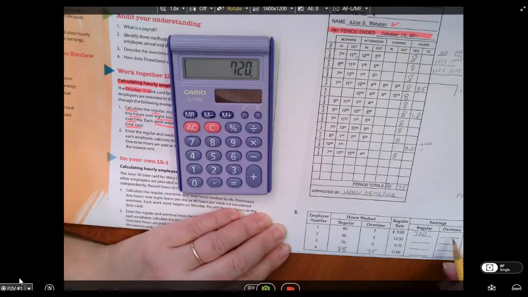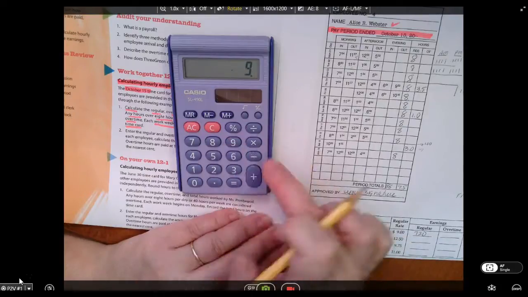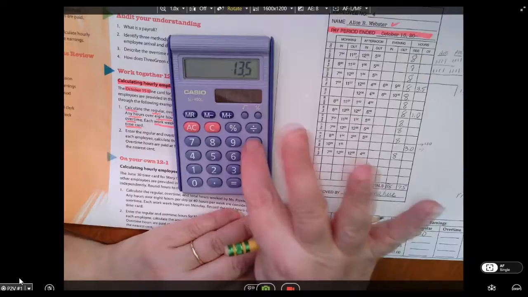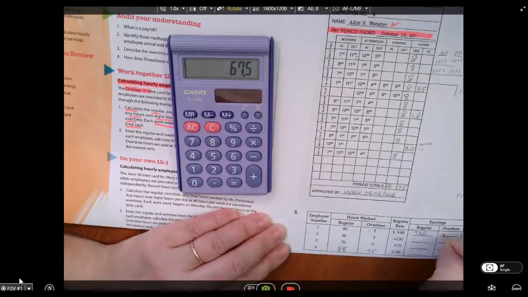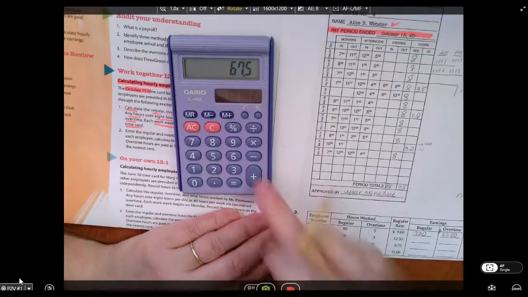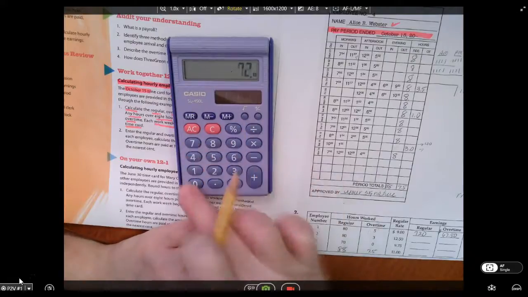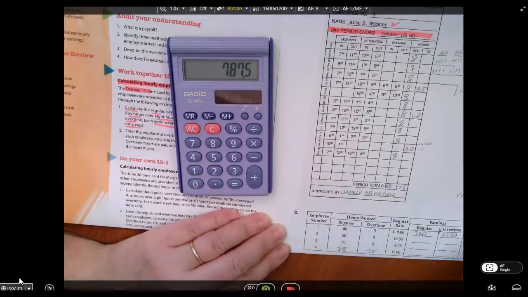Now, how do we figure his overtime? We take his $9 an hour times 1.5. That gives us the $13.50. So his overtime rate is $13.50. He worked 5 hours, times it by 5. It gives you $67.50 in overtime. Add that to your 720 regular. His total earnings before taxes is $787.50.